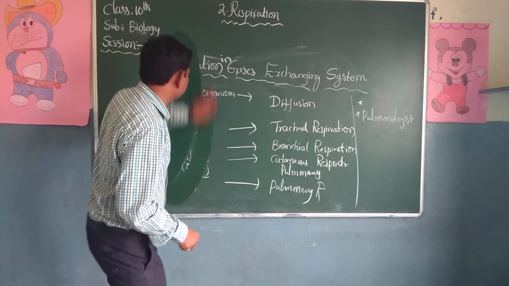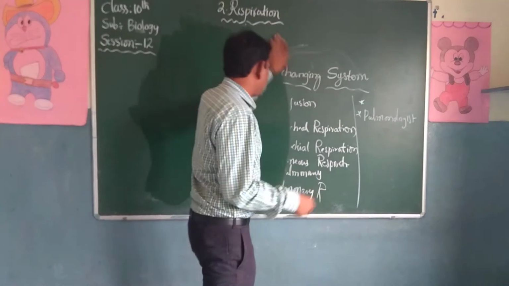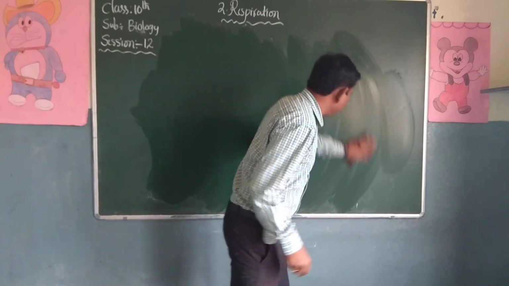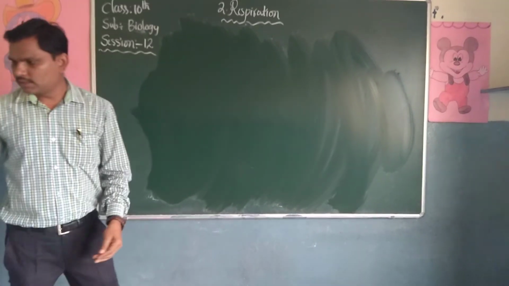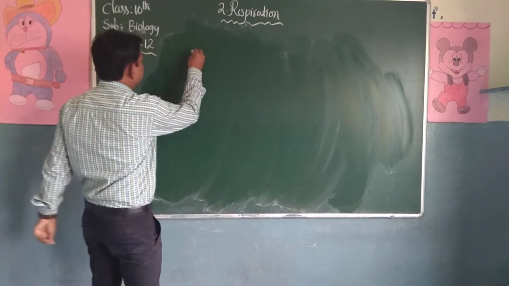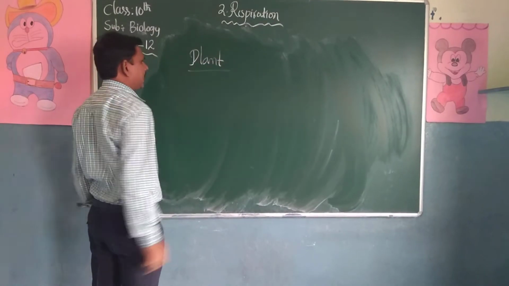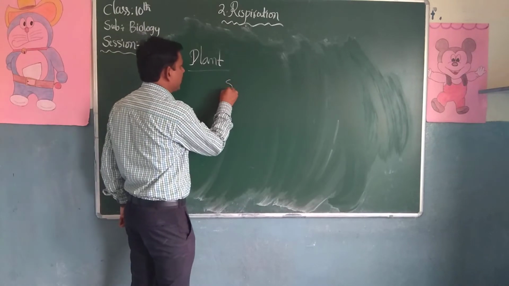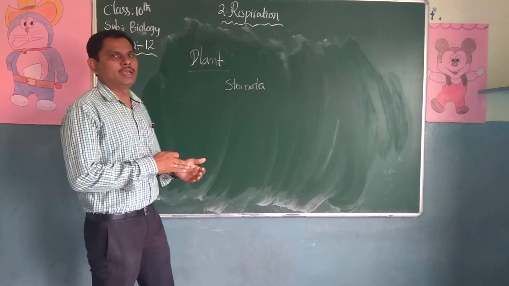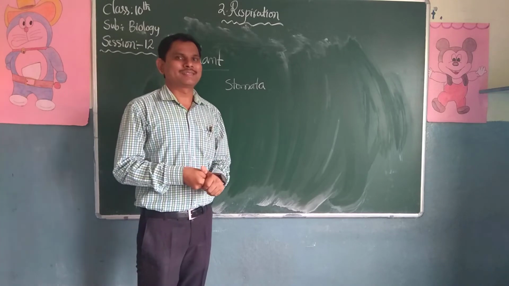Next, how do plants respire? We already discussed in lower classes how plants respire. Respiration in plants: plants have stomata in the leaves, on the underside of the leaf. Through the stomata, plants respire.